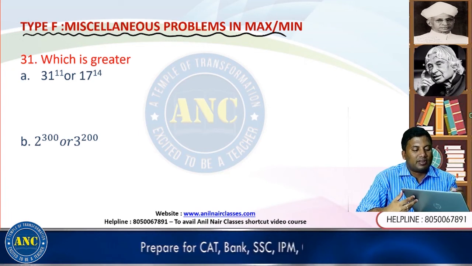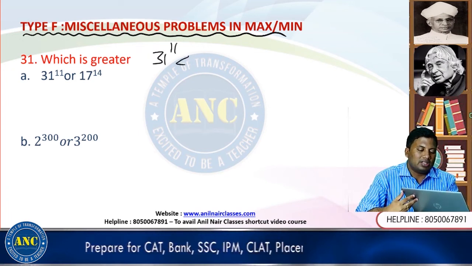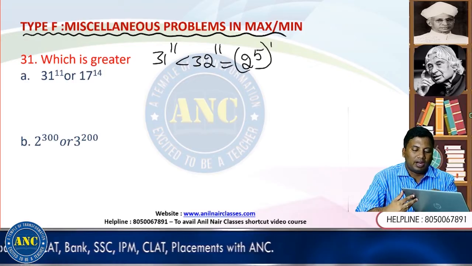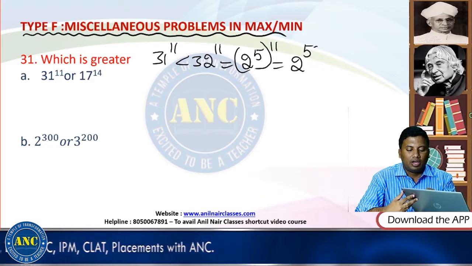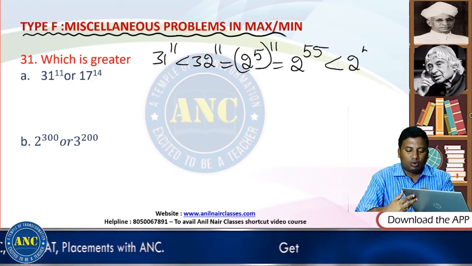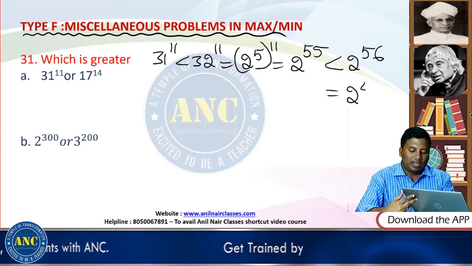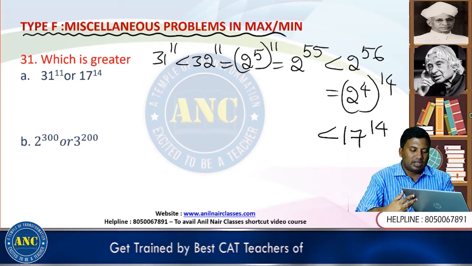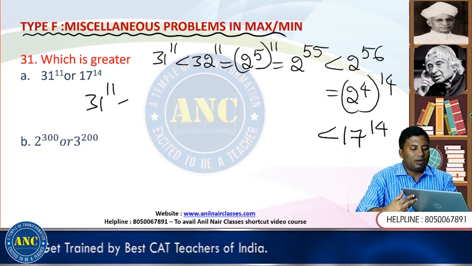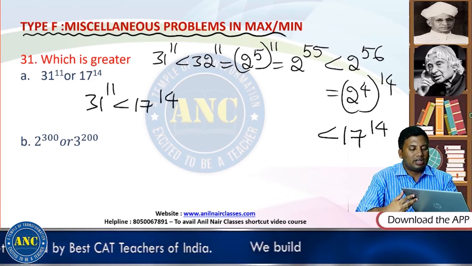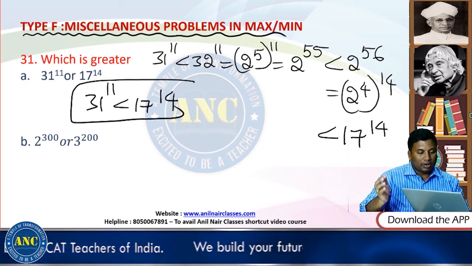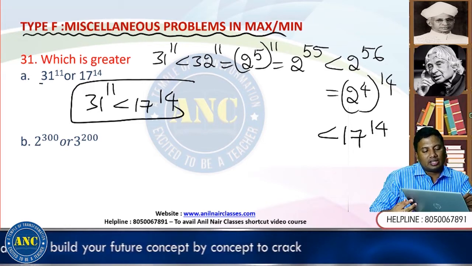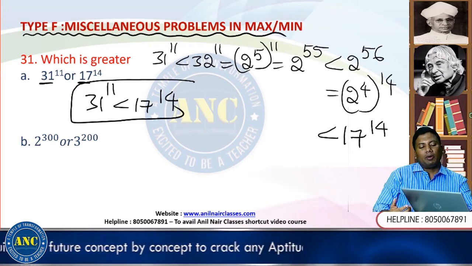31 power 11 or 17 power 14? 31 is less than 32, so 31 power 11 is less than 32 power 11. 32 is 2 power 5, so that is 2 power 5 power 11. 5 11s are 55, and 2 power 55 is less than 2 power 56. 2 power 56 is 2 power 4 power 14, which is 16 power 14, and 16 is less than 17. So 31 power 11 is less than 17 power 14. I hope the idea is clear. Very easy question if you just understand that both bases are near powers of 2.